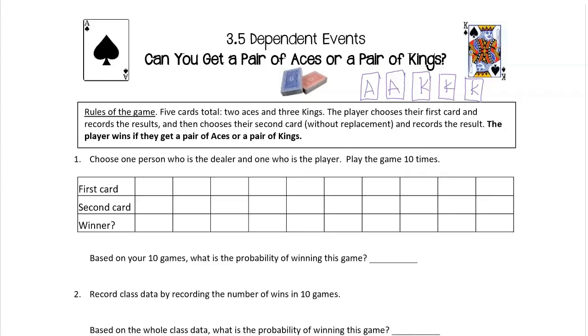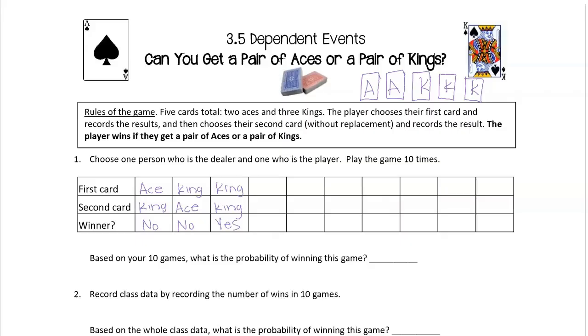So for example, I did this for a couple rounds in my face-to-face class, and the first card was an ace, the second card was a king, so that was not a winning hand. Then I did it again, and I had a king, and then the king was removed from the deck, and then next I drew an ace. So again, I was not a winner. Then I got all 5 cards back on the table. The first card I drew was a king. The king was removed from the deck. The sample space changed. And then I drew another card, and I happened to get a king this time. So I was, in fact, a winner.